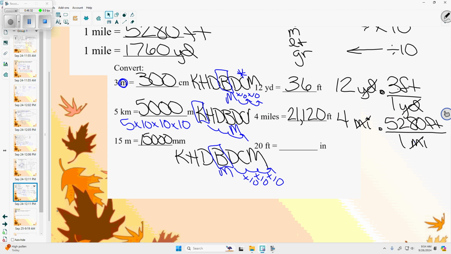All right, so I have 20 feet and I want to change it into inches. 20 times 12, because in every foot, there are 12 inches, which allows my feet to cross off. 240 inches. Okay, those are basic conversions. I do expect that you know how many feet are in a mile, how many inches are in a foot, how many feet in a yard, those basic ones, and I expect you to be able to manipulate the metric system.